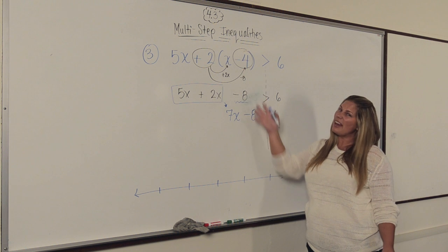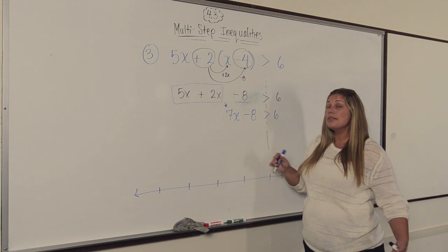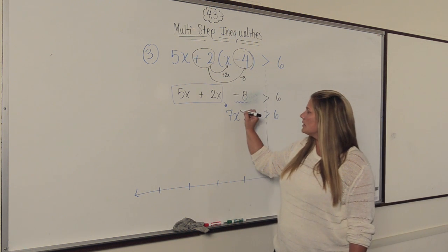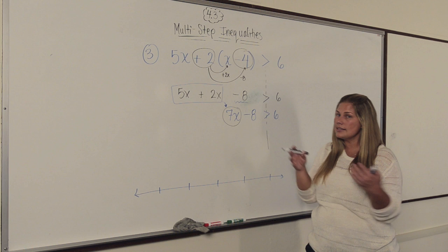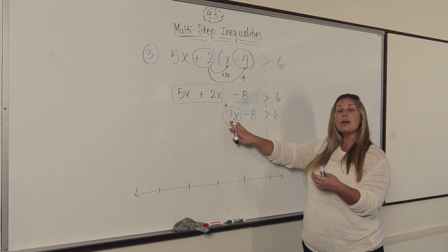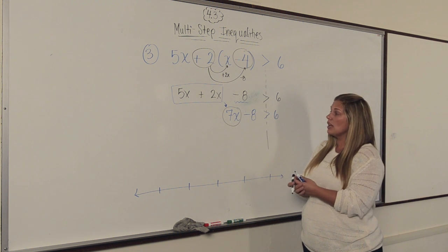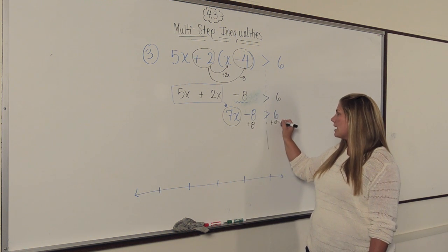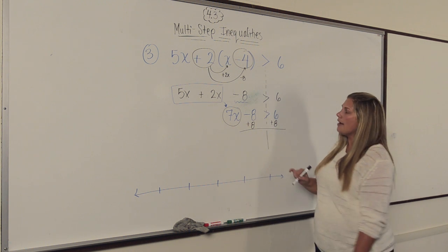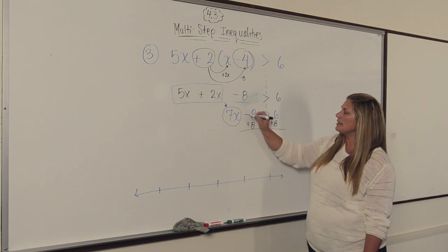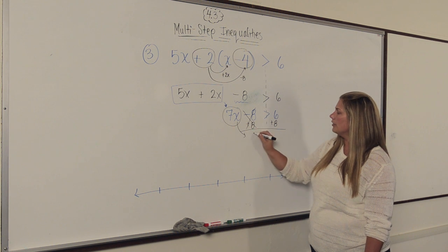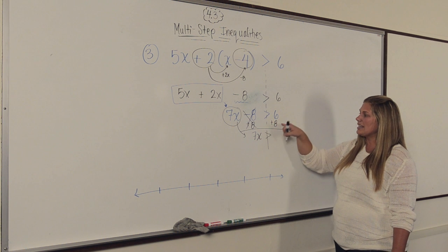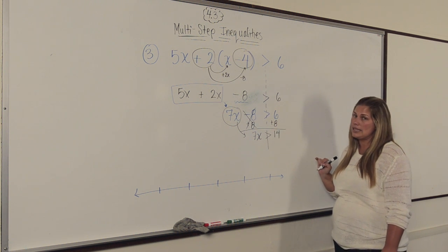Well, now I've simplified everything I can on the left side. So now I actually have to solve and start getting rid of the things around the variable. So since 7 and x are best friends, they're going to stay together. That best friend is a positive, so we're not going to flip our sign. So I can just go to solving. To get rid of a minus 8, I have to add 8. And what I do to one side, I have to do to the other. Negative 8 plus 8 makes 0, so I can cross that off. And I have my 7x is greater than, well, 6 plus 8, I end up with 14.